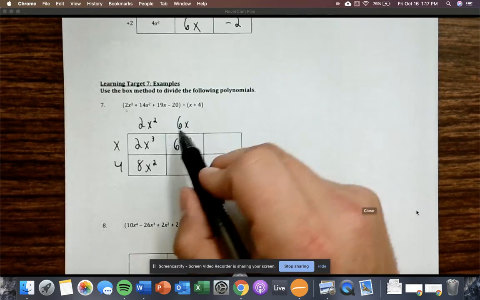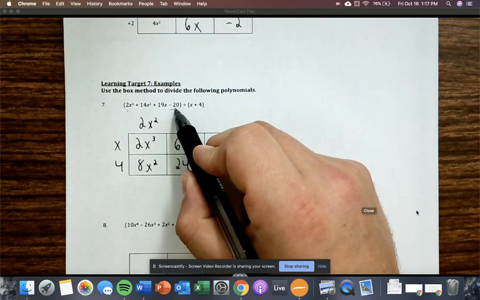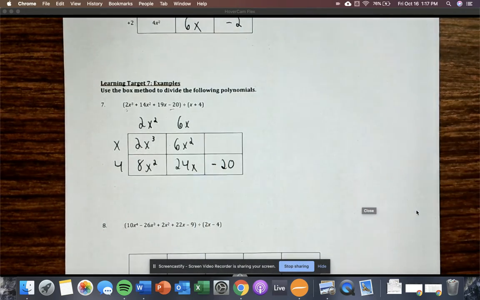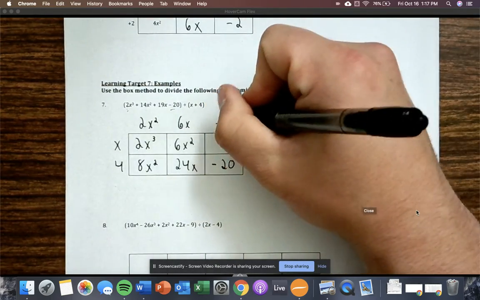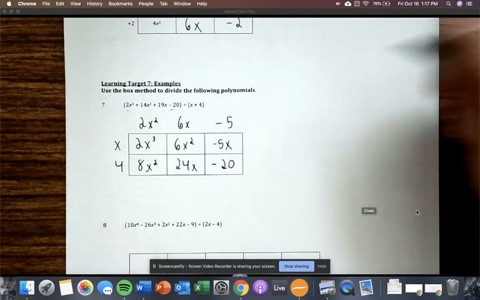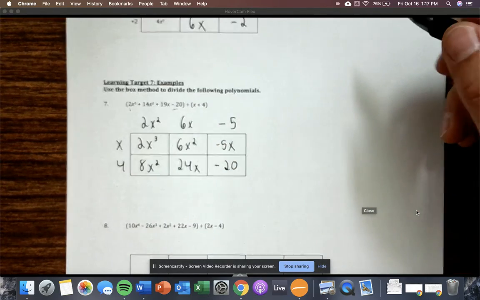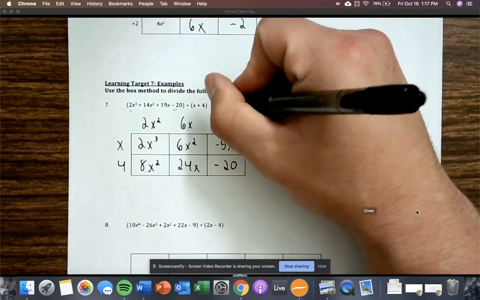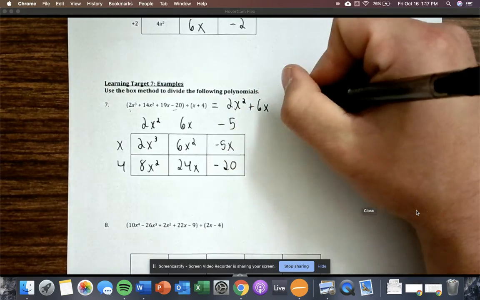Then I can multiply this out, right? 4 times 6x is 24x. Right? And then I got to think my smallest number here is negative 20. So I'm going to put that in the bottom right corner, negative 20. Now 4 times what is negative 20? Well, it's just negative 5. All right, then I could say x times negative 5 is negative 5x. So my other factor, or in other words, this 2x cubed plus 14x squared plus 19x minus 20 divided by x plus 4 is equal to 2x squared plus 6x minus 5.